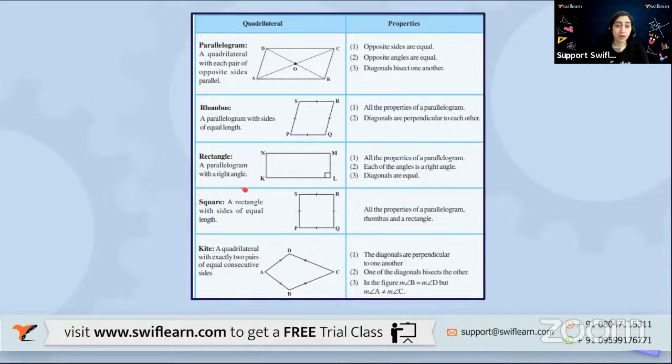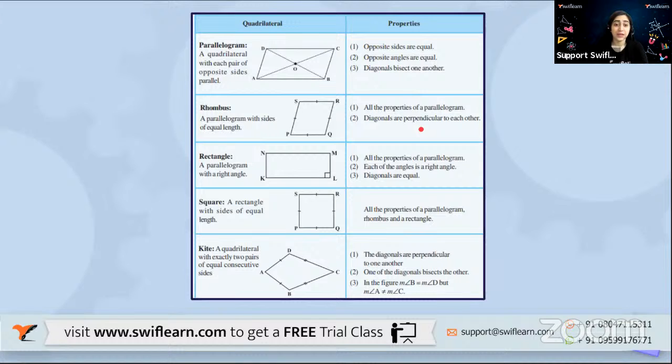Moving on to the square, a rectangle with sides of equal length. A rectangle is a parallelogram, right? A square is a form of rectangle with all the sides equal. That directly links that a square is also a parallelogram. So we say that it has all the properties of a parallelogram, and of a rhombus, because in a rhombus also all the sides are equal. So it has the properties of a parallelogram, of a rhombus, and also of a rectangle. With this, we know that the square is a special case which follows all the properties of the above ones.